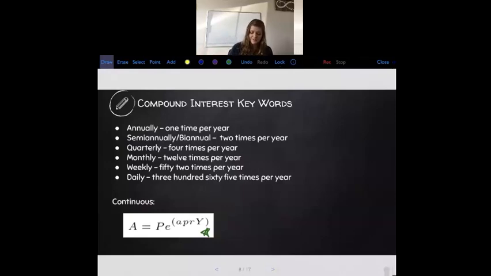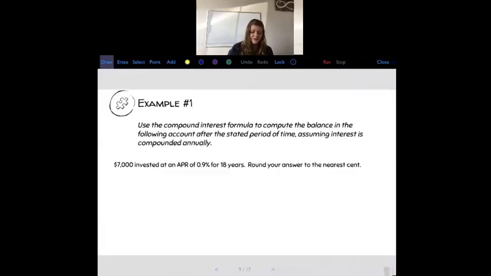24/7. Okay. So example 1, use the compound interest formula to compute the balance in the following account after the stated period of time, assuming interest is compounded annually. Okay, so we're investing $7,000 at an APR of 0.9% for 18 years.